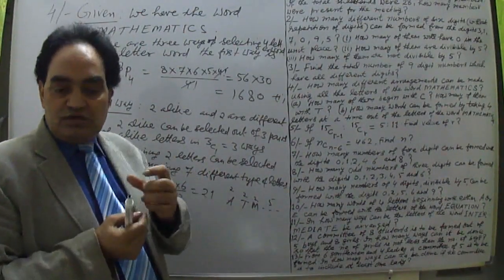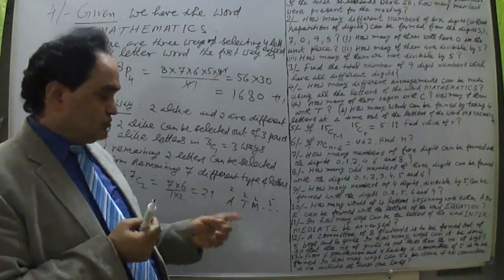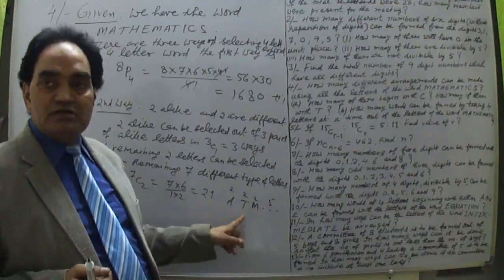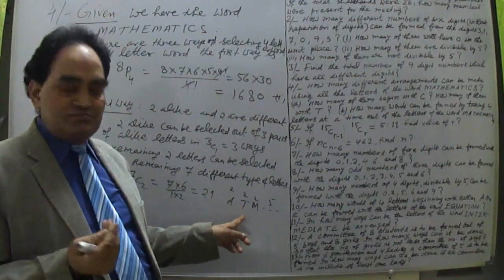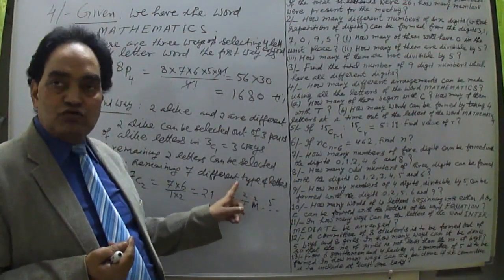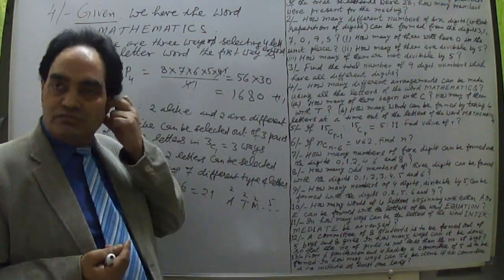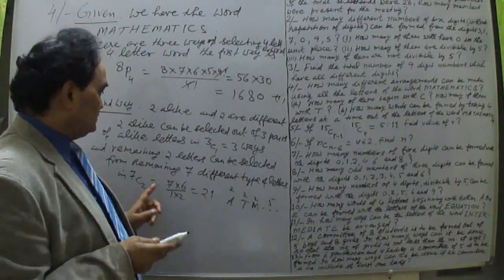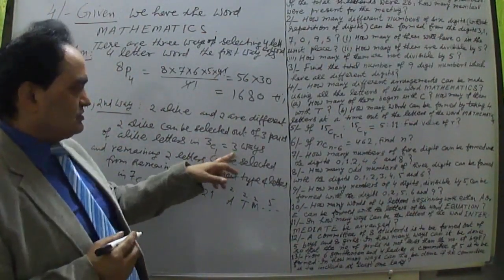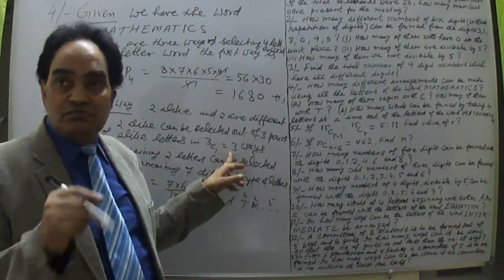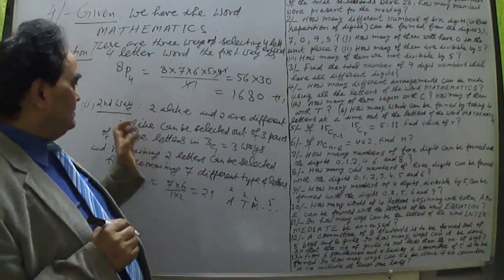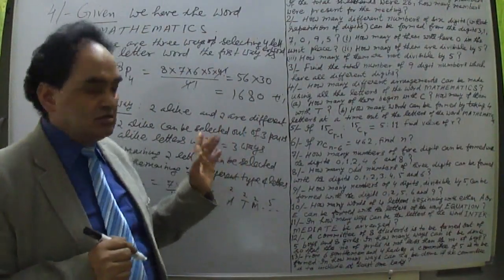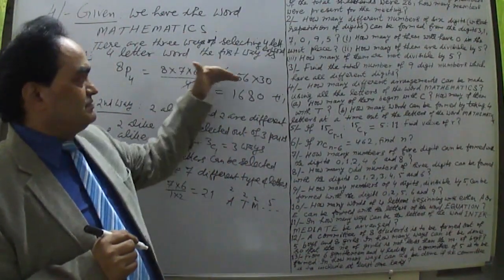So 2 similar characters can be selected out of these 3 pairs. 1 pair means 2 letters. 1 pair can be selected out of these 3 pairs of alike characters, so we have already done this in 3C1 ways. This is the second type we are doing: 2 alike and 2 different characters. First way we have done here.